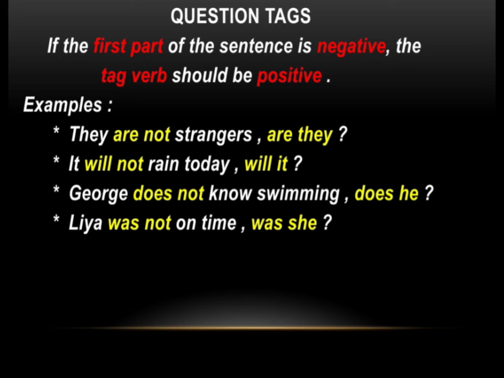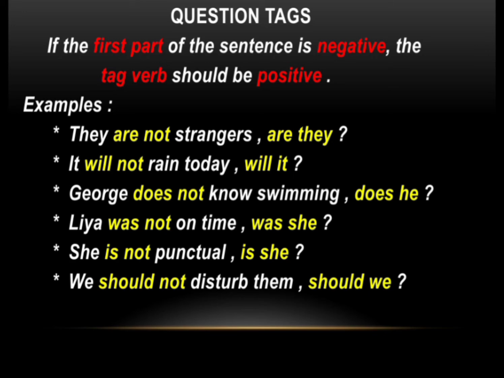Leah was not on time. Was not is a negative word. Was is the positive, so for the tag we use was. Leah is a female and so we use she and the tag is was she. She is not punctual. Is not is negative and so the tag is is, which is positive. She is the pronoun used and the question tag is is she.